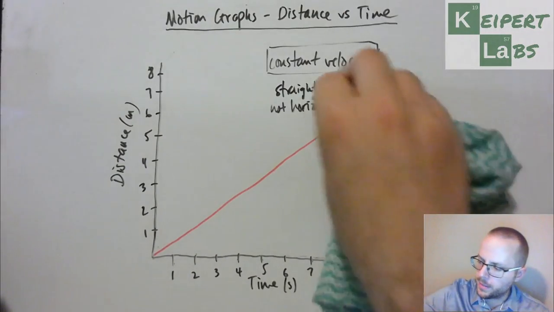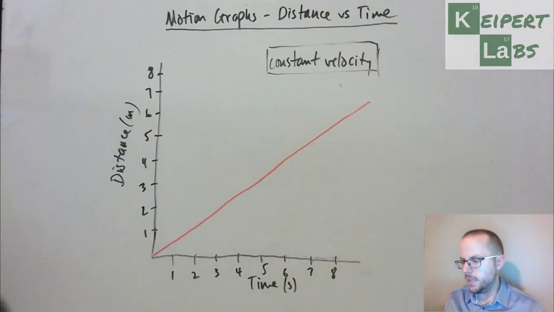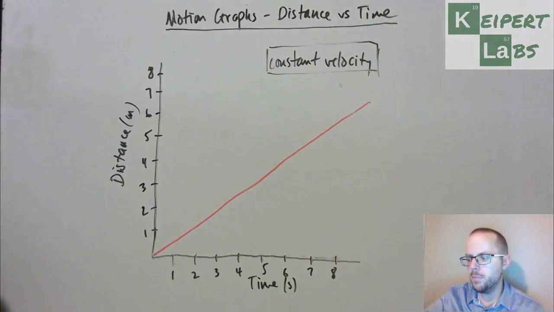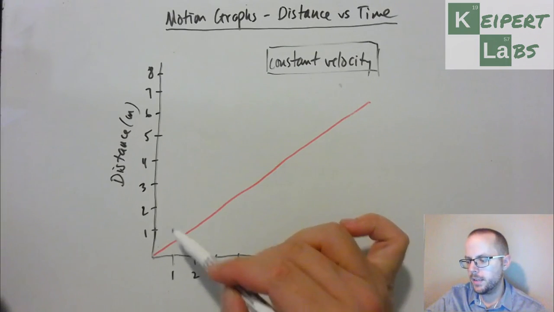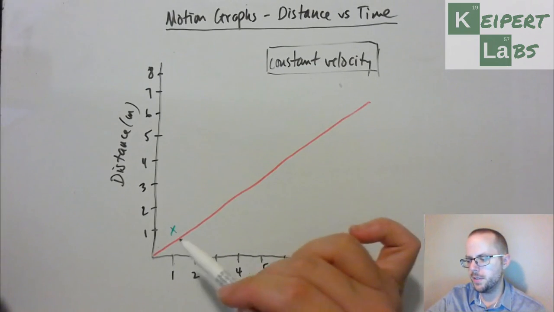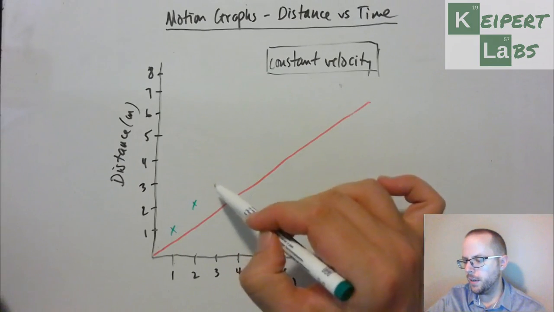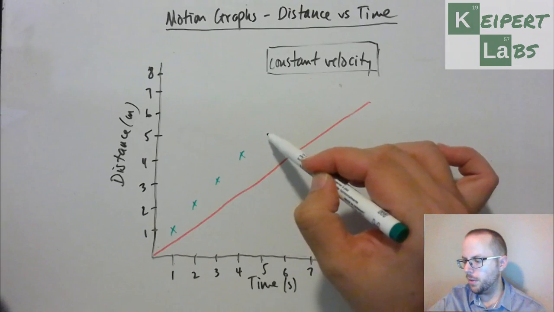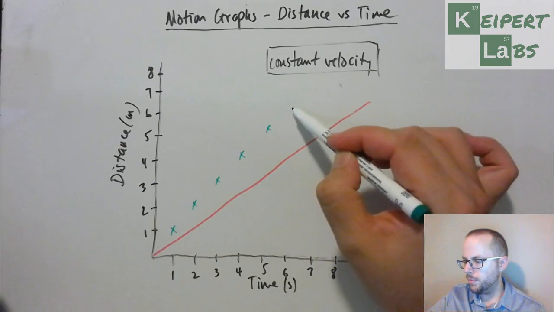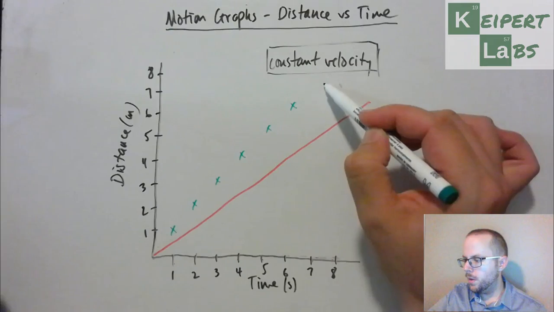Okay, so what we can see is that it's covering more distance in the same amount of time. So if this one, say, is covering half a meter, let's say maybe this one was covering a meter of distance in every second that it's traveling.